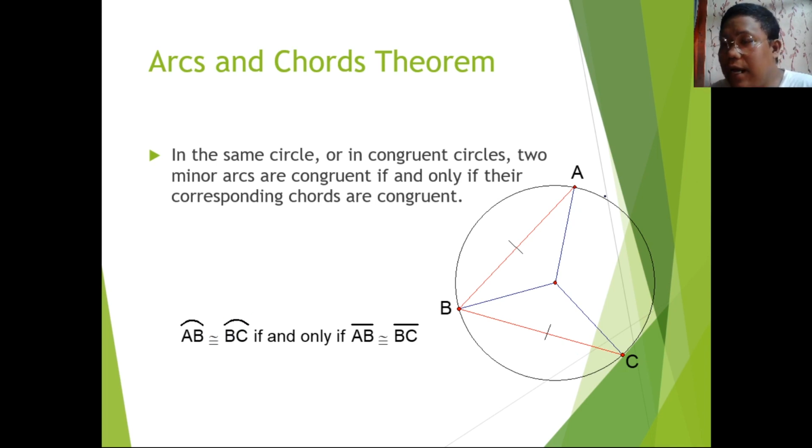Arc AB and arc BC are congruent if and only if segment AB is congruent to segment BC. The arcs are congruent if the chords are also congruent. That is the explanation of the arcs and chords theorem.